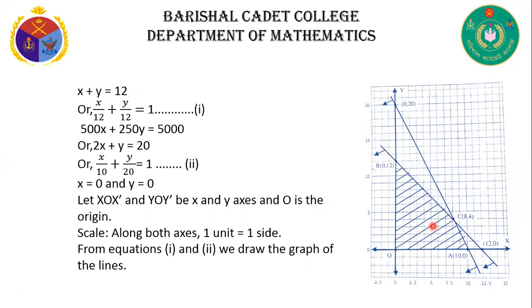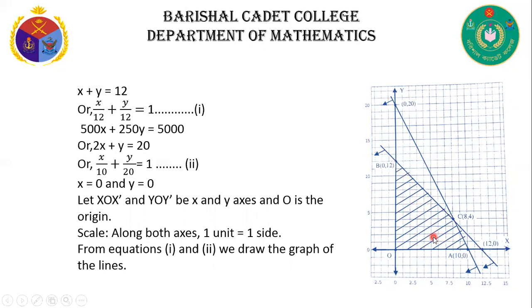Now we find the feasible region. To determine the feasible region, we need to satisfy all the inequalities. Here we see this part is satisfied by one, and this part by the other, but both lines are satisfied in this part only. That's why this is called the feasible region.